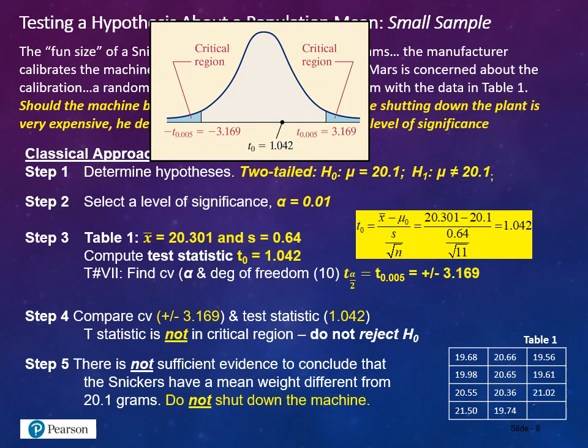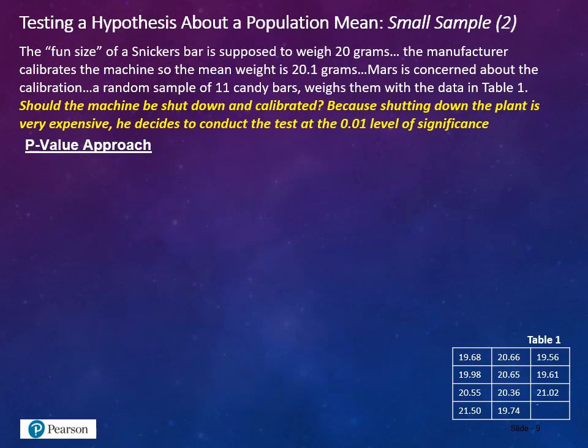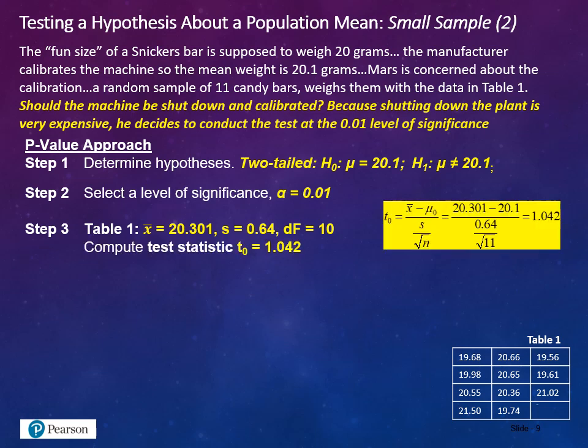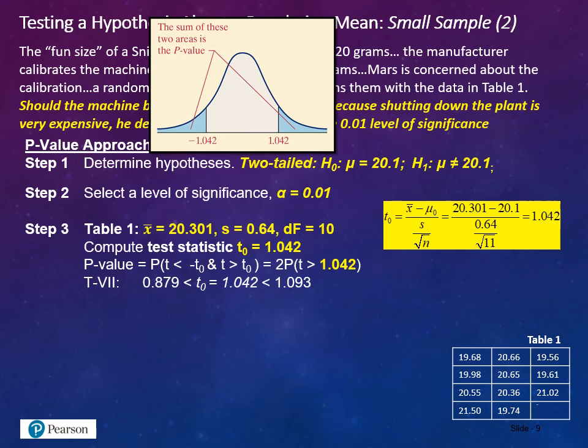So we can do the same calculation with the p-value approach. Of course, step 1 and step 2 are the same. Step 3, of course, is finding the mean and the standard deviation. DF stands for degrees of freedom, that's one less than the sample size. And there's our test statistic. Again, it's the same problem, so it's two-tailed. So now we're looking for the probability in each area below the negative t0 value and above the positive t0 value, and you can see these here.